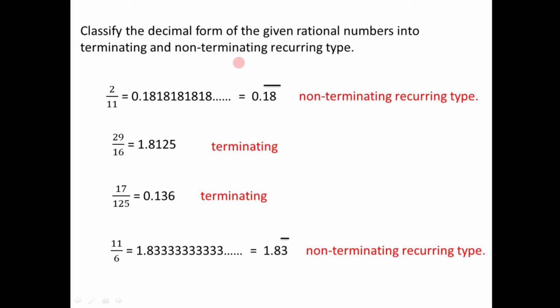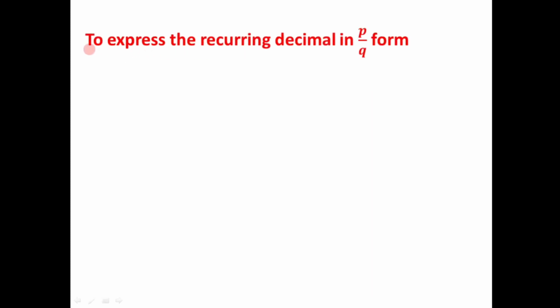So this is how we can decide the decimal form of any rational number, whether it is a terminating or non-terminating recurring type. Now let us know how to express the recurring decimal in the form p divided by q. Suppose a number is given, 0.6 recurring. Here the digit 6 is repeating again and again. We have to express 0.6 recurring in the form p divided by q.